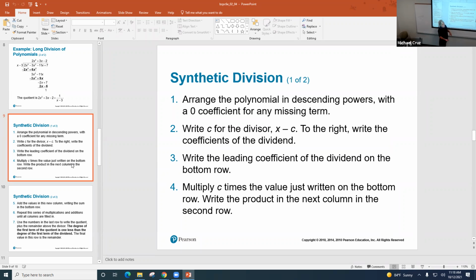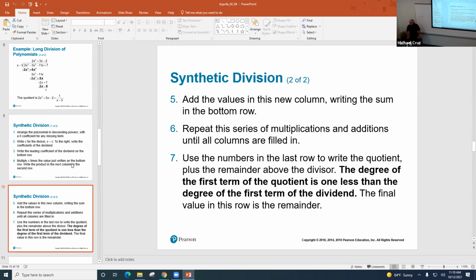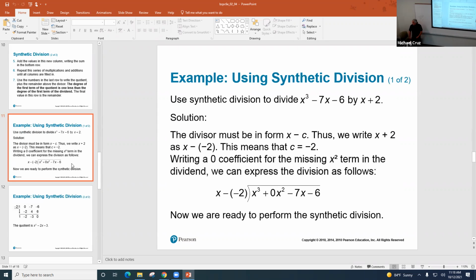So all we're going to use then is just that coefficient for that C there. And then we're going to divide in, and we're going to just multiply across, and then we're going to add. So watch how easy it works. You add the values, and then you just repeat it until you got all your columns filled in. Anything that's left over is the remainder. So let's look at one, and I'll take you through one that I got.